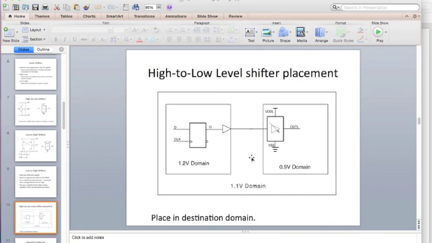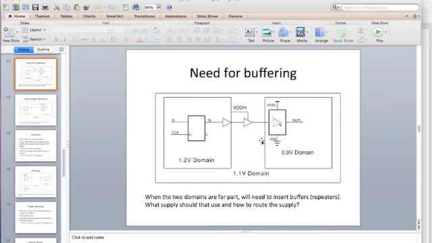So here we have three domains, 1.2 and 0.9, both of which are embedded in a 1.1 volt domain. Now when these two are very far apart, you might have to put a repeater, right? When you have very long interconnects, the delays might be very large, and so you have to put repeaters to reduce the delay. And when you put repeaters, you have an issue of what voltage to use for the repeaters. The repeaters will be in the 1.1 volt domain, whereas the signals are in the 1.2 volt domain when they are coming in. Which means you need to also route the high VDD to those repeaters.